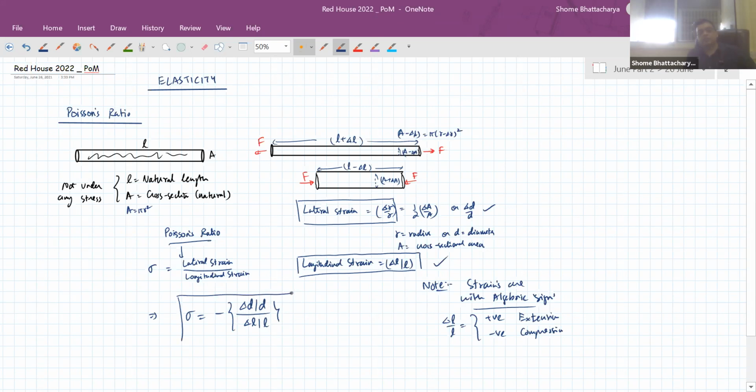So there is an interesting property related to this, which is why I'm coming to this. For most materials, one would imagine that Poisson's ratio is a positive quantity, because if the length compresses, then the diameter should increase. Whereas if the length extends, then the diameter should decrease. So the negative of the ratio of these strains should come out to be a positive quantity. However, there are interesting materials known for which Poisson's ratio happens to be a negative quantity, which means that when the length elongates, the diameter also increases.